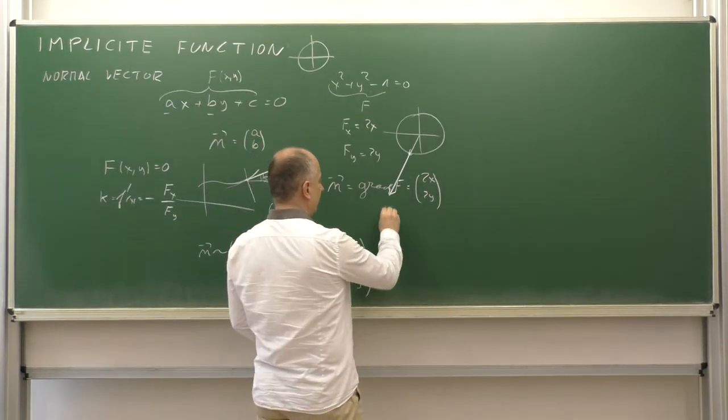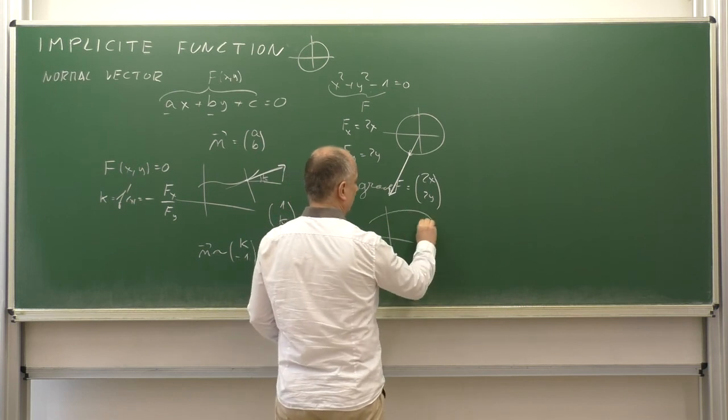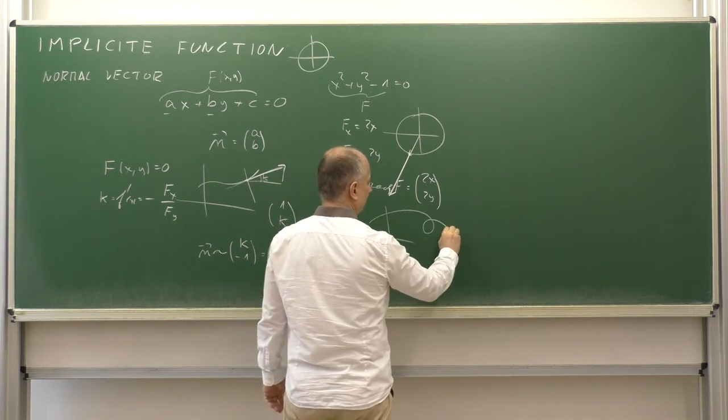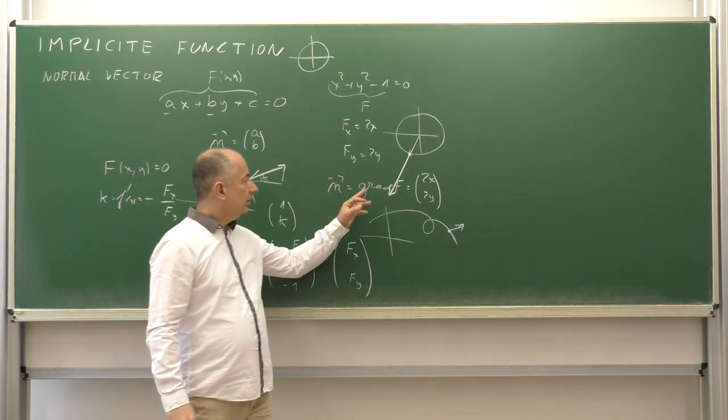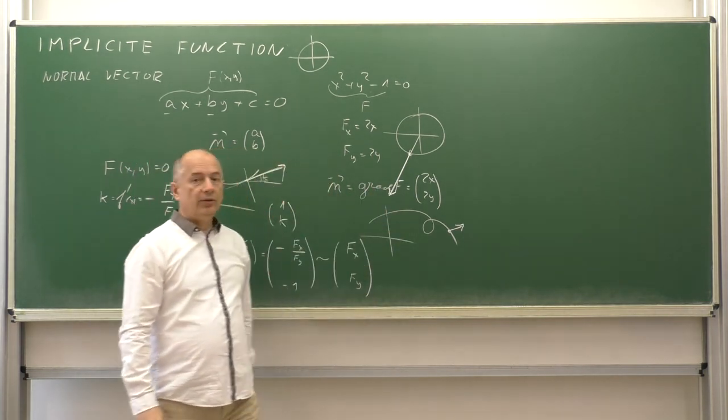Well, and this is true even for more complicated curves like that. The normal vector will be this vector, which can be evaluated as the gradient of the left-hand side, capital F.